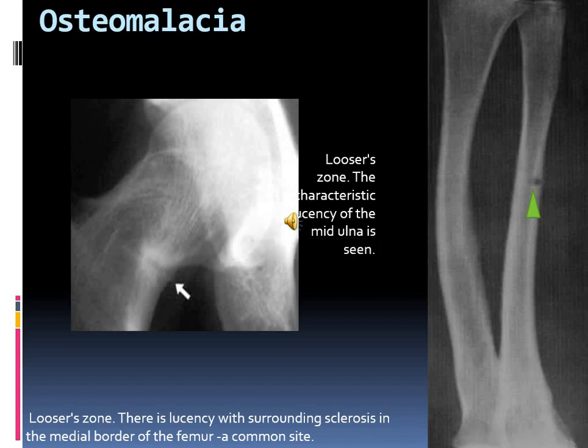For adults, we have osteomalacia, which is represented by the Looser zones. These Looser zones appear as areas of transverse incomplete lucent lines that are seen at different parts of the long bones. They could be seen at the neck of the femur medially or at the long bone cortex. So this is called a Looser zone. Sometimes these radiolucent lines can have changes like sclerosis, and this is usually related to the treatment of the osteomalacia.